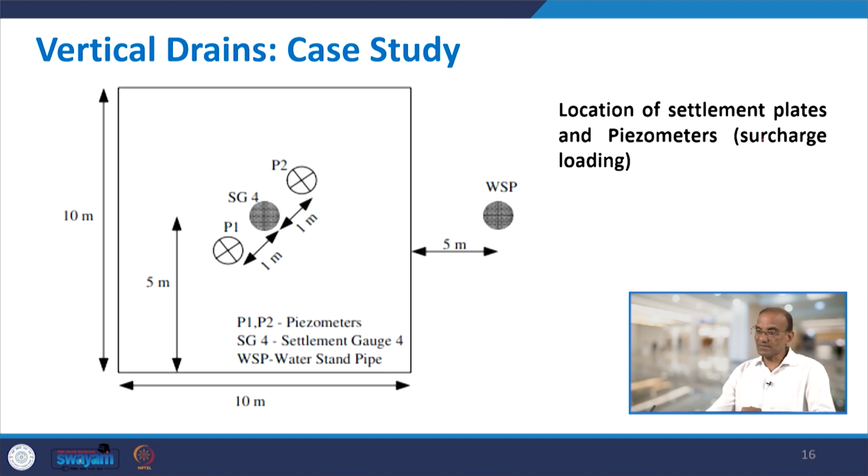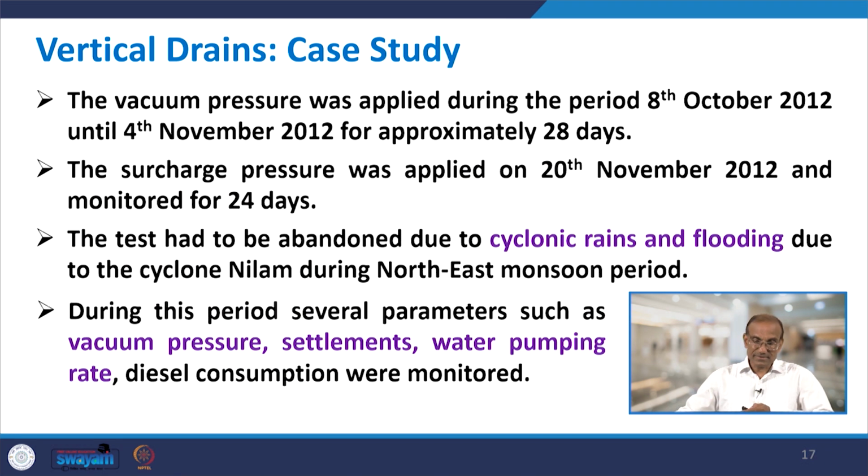Similarly, the instrumentation has also been done for the surcharge loading case. In that case you have 2 piezometers, P1 and P2, to measure the pore water pressure. Then you have settlement gauge SG4, and another water stand pipe, WSP, is also used. So this was the instrumentation done at the Kakinada site for this measurement. Continuing with this case study.